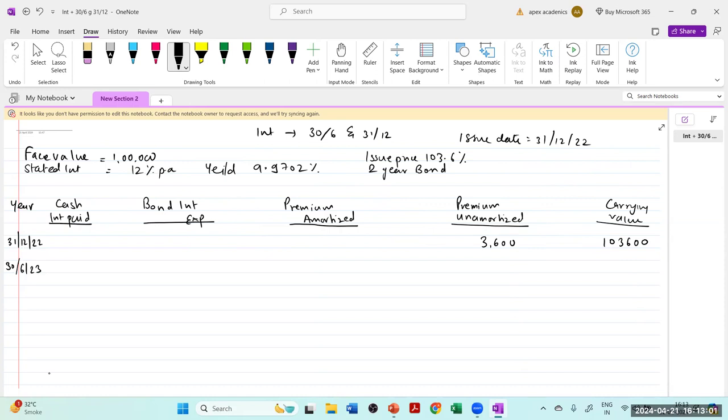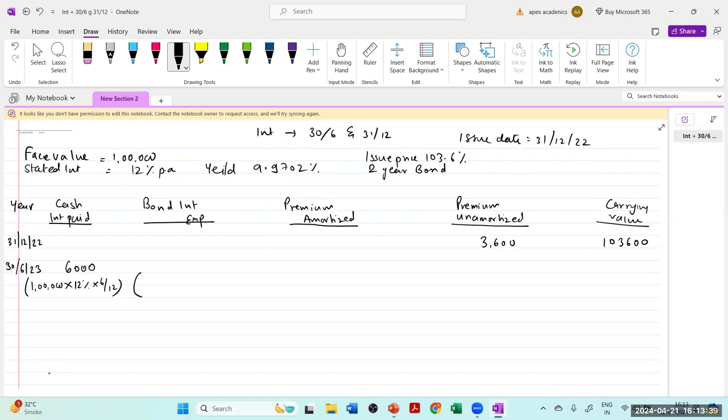Interest paid is always paid on what value? Face value. Faraz, interest paid calculation, please. Faraz, I want a response. Sir, 6,000. But what into what? Sir, face value into stated rate, into 6 divided by 12. Why 6 divided by 12? Sir, because it is twice a year, so half yearly. Fantastic.